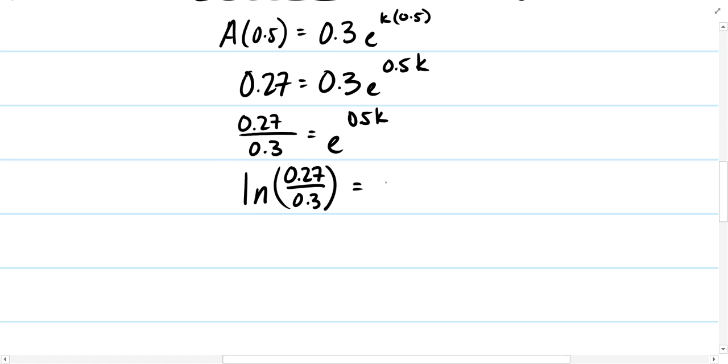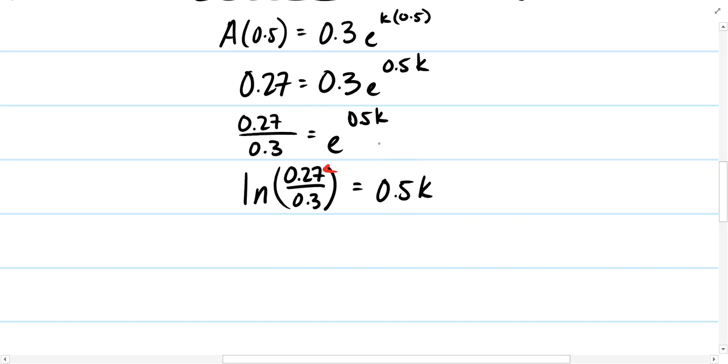And this is equal to 0.5k. Now keep in mind that there's an implied e here, and if we were to follow our loop rule, e to the 0.5k power must equal 0.27 over 0.3. That's exactly what we had in the previous step. e to the 0.5k power equals 0.27 over 0.3.